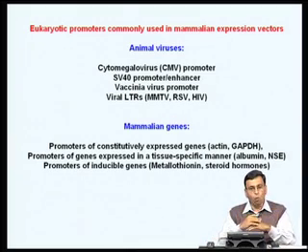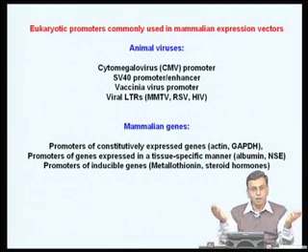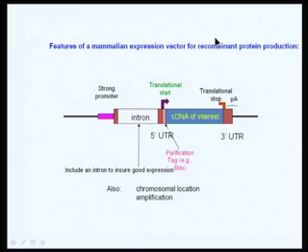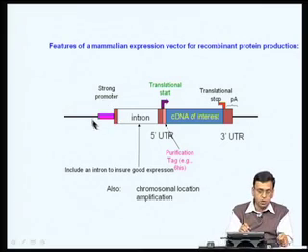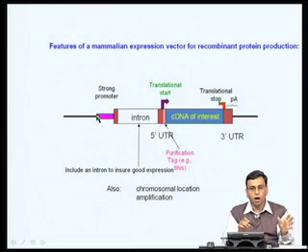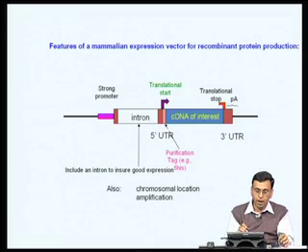So a wide variety of promoters are available, either of animal virus origin or of various mammalian origin, and you can use any one of these promoters and design an expression vector of your choice. So a typical mammalian expression vector contains a strong promoter, and as I said, this strong promoter can be either of an animal viral origin or a mammalian promoter, and usually you include an intron immediately downstream of the promoter sequence.